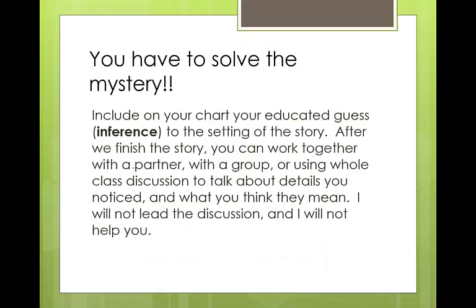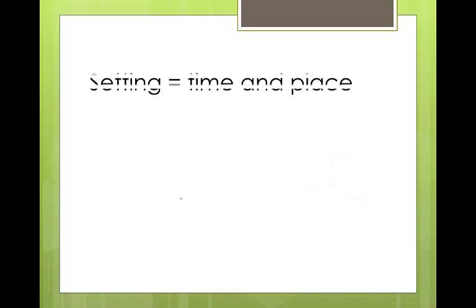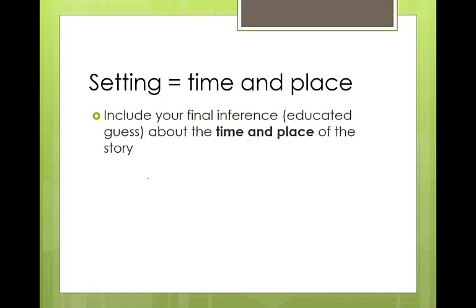In class, we will talk about this together, or you guys will talk about it together. I want to hear what you have to say about what the setting is. Be sure on your chart to include your final inference, which should be a time and place. So think about whether this story happened in the past, whether it's happening in the present, whether it's happening in the future. If you have something more specific than that, write it down. You're going to need to come up with your place, and then we will determine what the real setting is together in class.